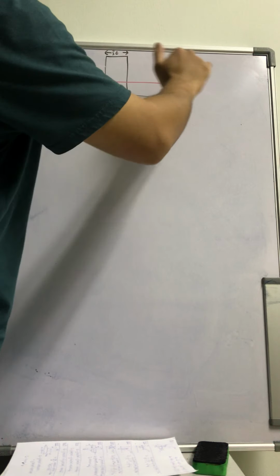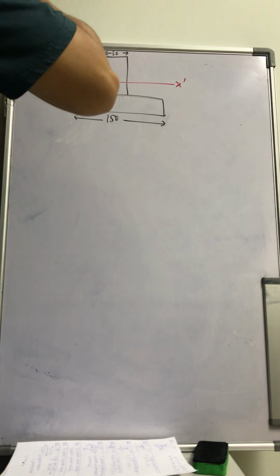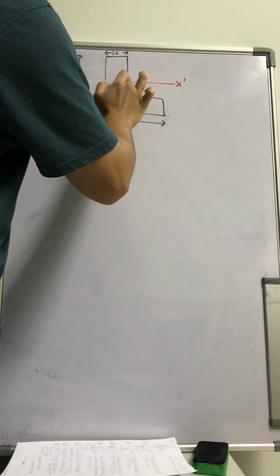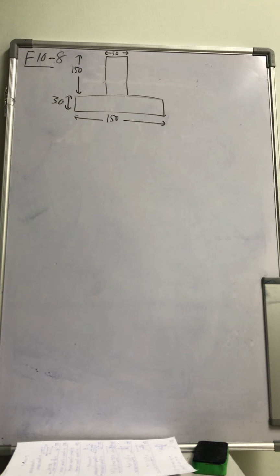If you take this x prime like this, the question asks you to find the moment of inertia about this x prime axis, which is passing through the centroid. Although the question gives you the hint, generally speaking, what you have to do is something like that. You might not be given this axis, and the question asks you to find the moment of inertia about the centroidal axis.